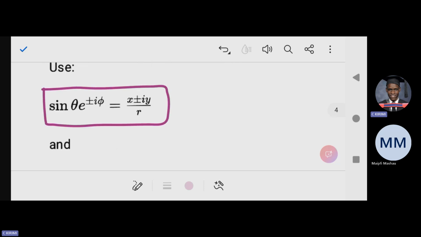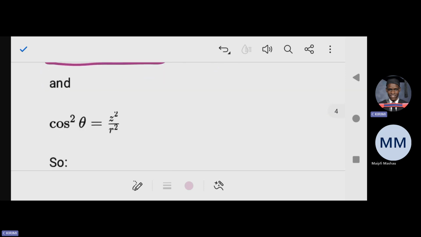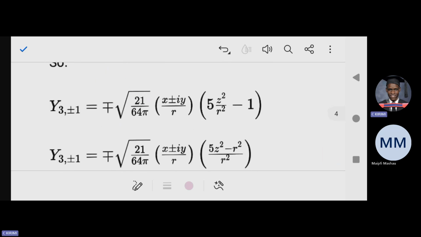Where there is cos squared, why are we saying cos squared? Because we want to substitute this. Can you see this? Cos squared. So I must find a trig ratio that replaces cos squared into x, y and z, Cartesian coordinates. So cos squared theta is z squared over r squared. So it's sorted. All right. Cos squared, I have sorted it.